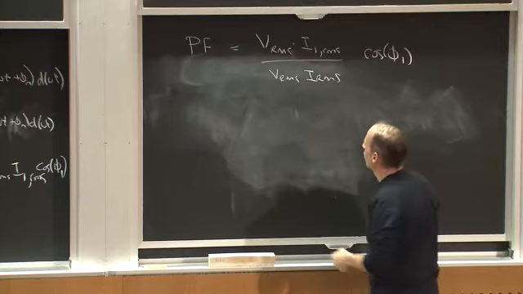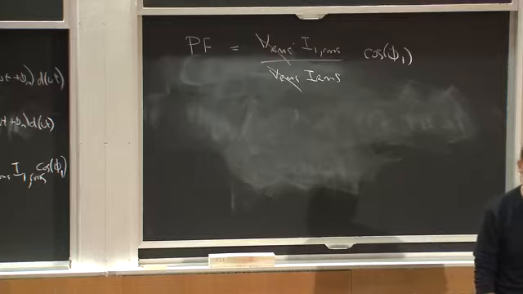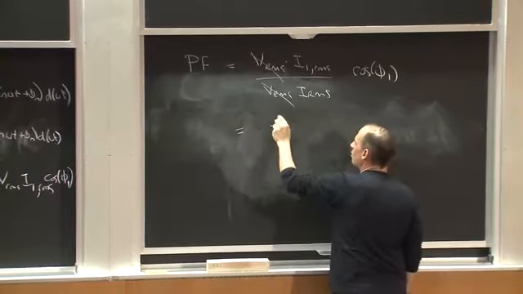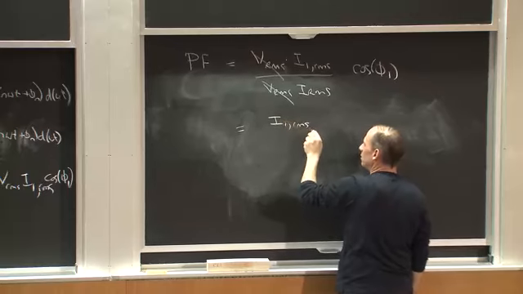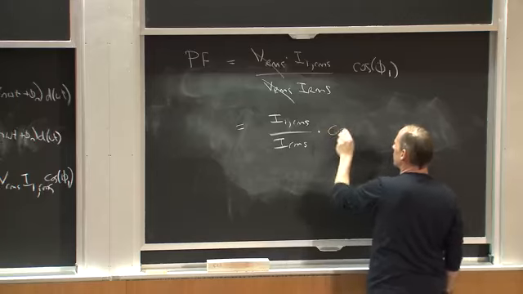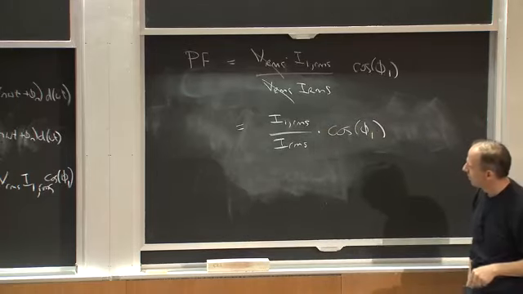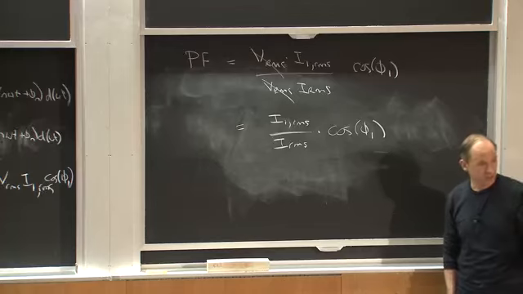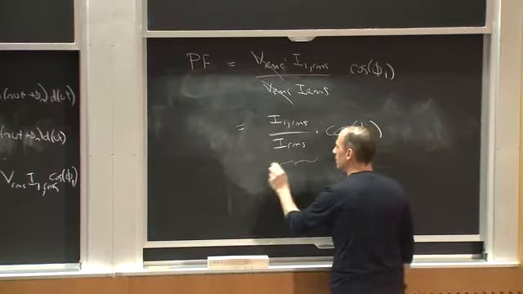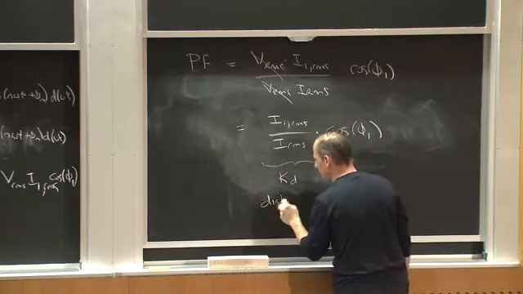Okay? Or I could cancel out VRMS because they were both just the RMS of a sine wave, right? And this would give us I1 RMS over IRMS times the cosine of phi 1. Okay? This decomposition is useful. This piece here is sometimes called K sub D, the distortion factor.